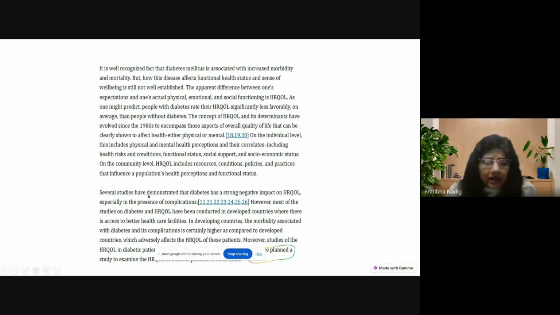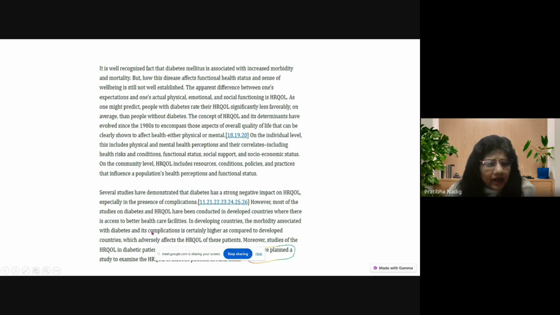Then they say, what is the gap? So he says several studies have demonstrated that it has a negative impact, especially in terms of complications. Most studies have been conducted in developed countries. Many PG or UG proposals say it has never been done in India. That is okay, that's a gap in knowledge, but you must substantiate why you want to do it in India. What is it that differentiates?